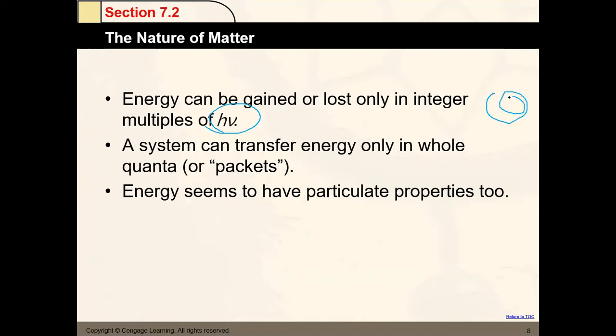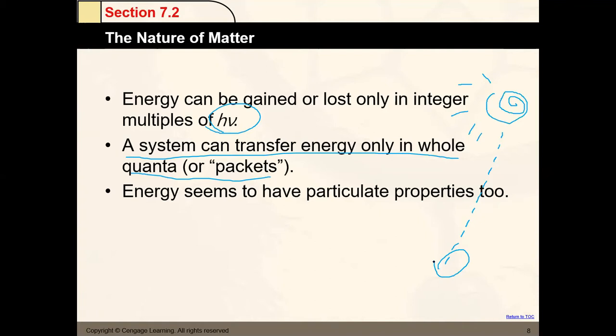Let's say this is the sun. It's an ugly sun, but this is the sun. The sun produces energy, and Planck said that the sun produces energy in packets. So when we say the energy is coming from the sun, the light is not supposed to be continuous. It's supposed to be in packets. So a system can transfer energy only in whole quanta, or packets of energy. Of course, those packets move in a particular wavelength, as waves, but each packet is called a quanta. Later on, Planck called that a photon.